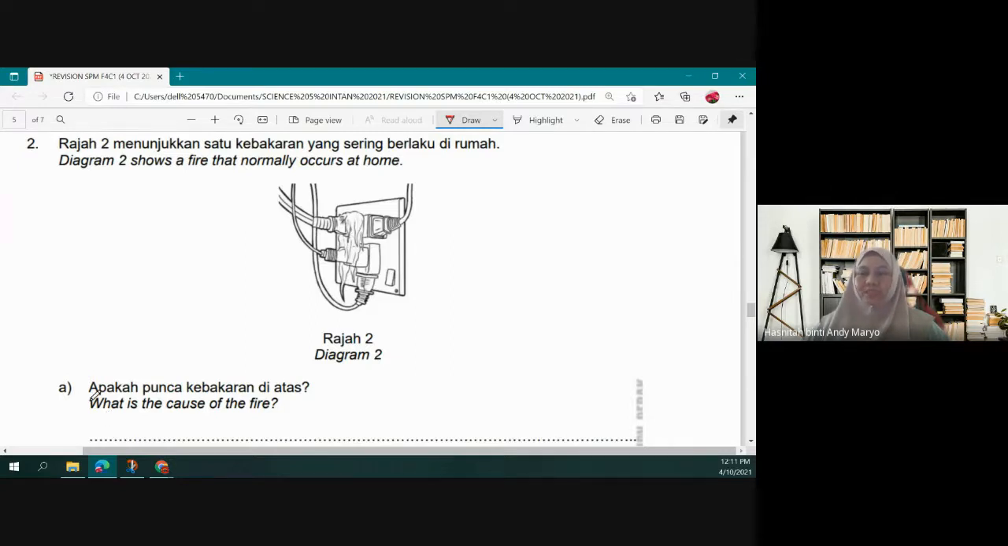So the first question, what is the cause of the fire? So kebakaran ini berpunca daripada apa? Ini semua kita panggil apa ni? TV cable, computer cable, aircon, and then laptop, fan, for example. This is all what we call as, kita panggil apa? What is the cause of the fire?